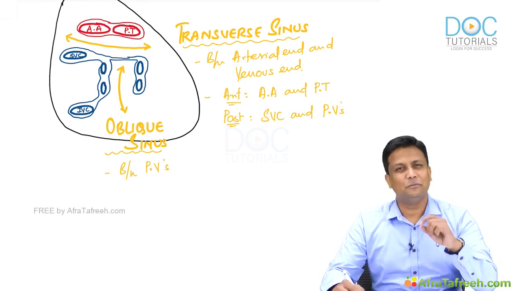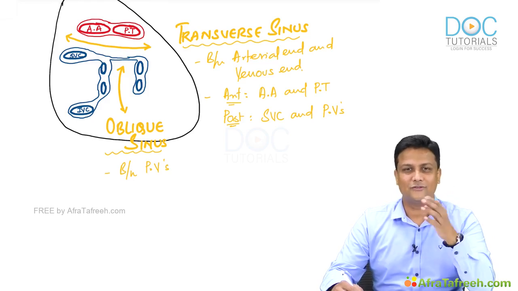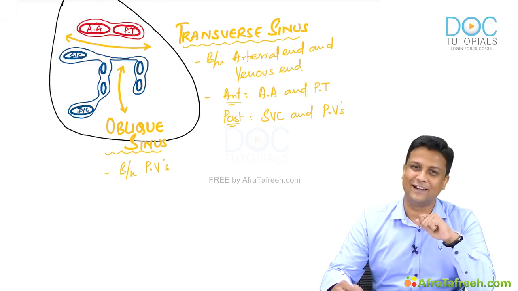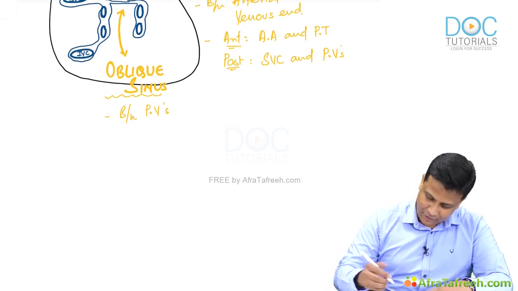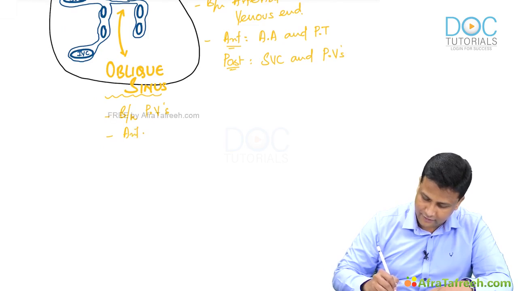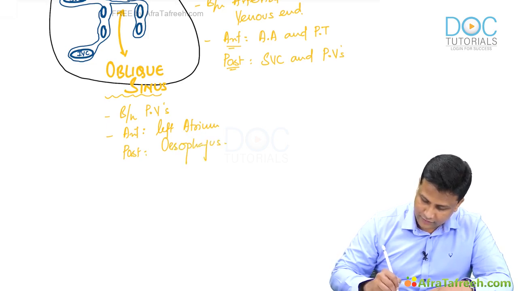So, it's not just mugging up, guys, writing the heading as sinuses of pericardium. There are 2 sinuses, transverse and oblique, and just mugging up. No, there is a beautiful concept behind that one. Okay. So, now from here we can understand what you have right in front of the oblique sinus. Anterior to that one, you will be having your left atrium. And behind the oblique sinus, there will be the esophagus. It will be easy for us to remember these relations right now, guys.